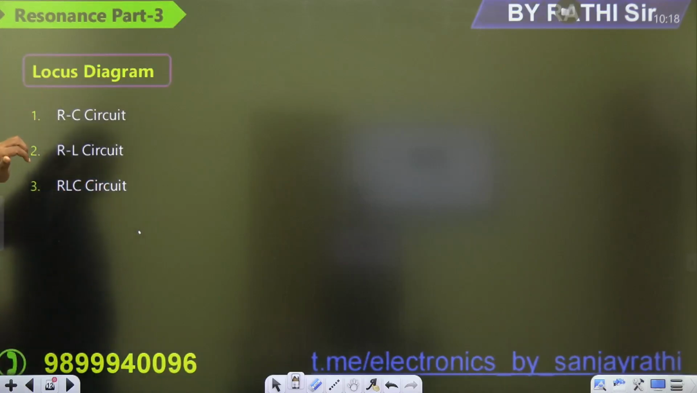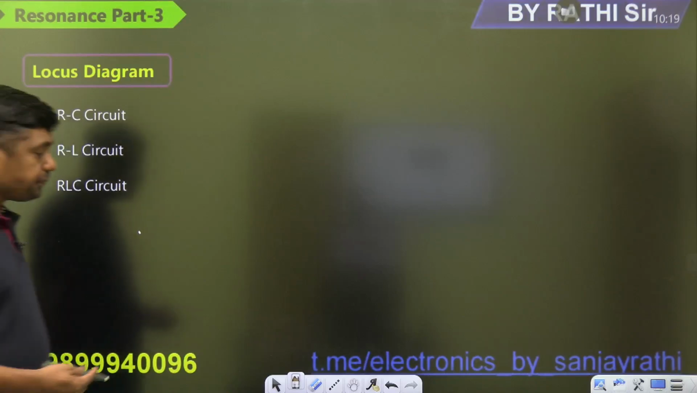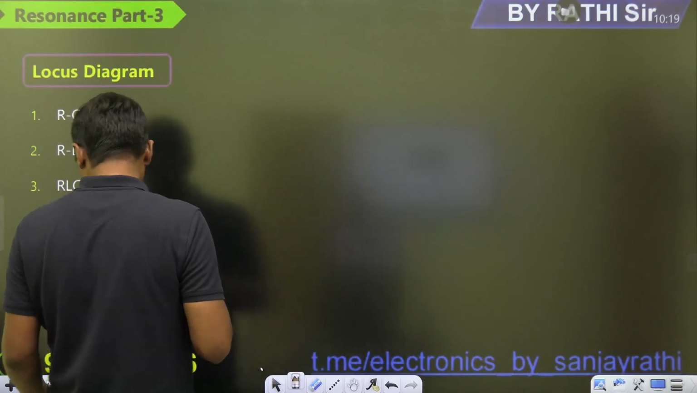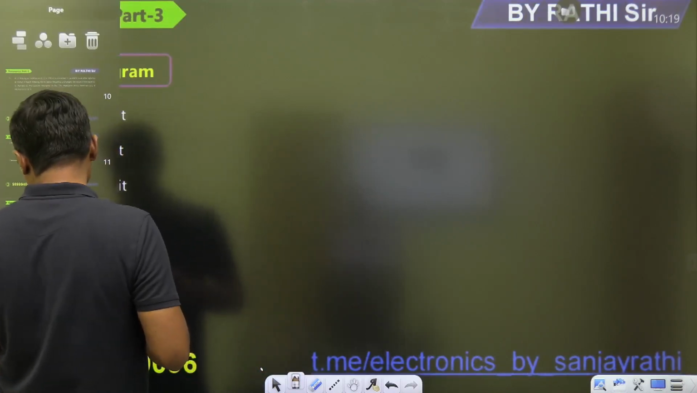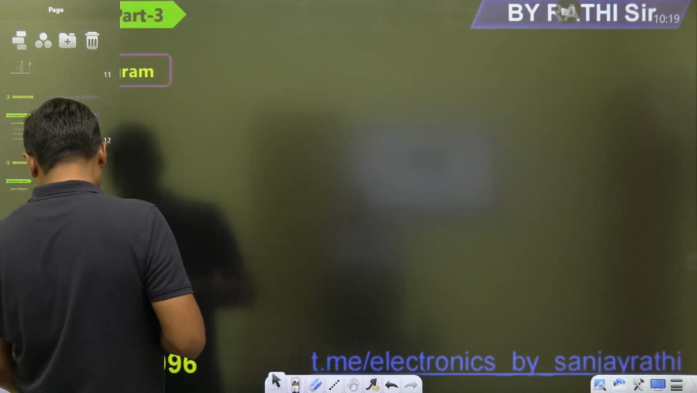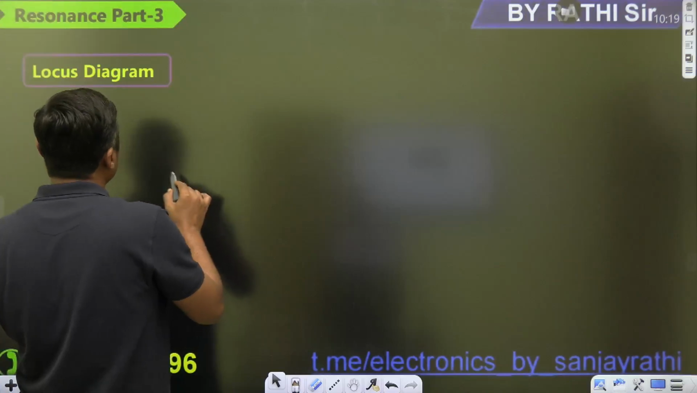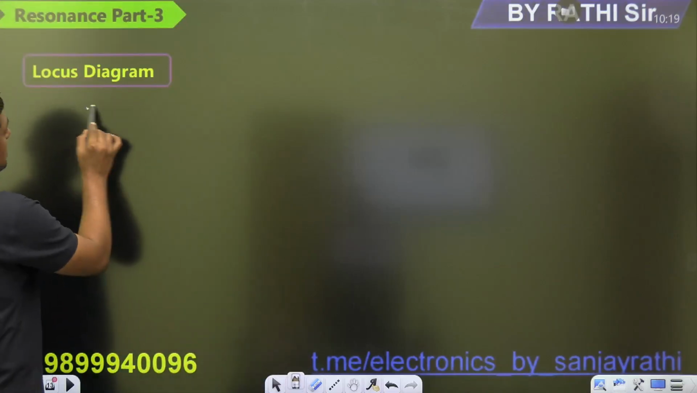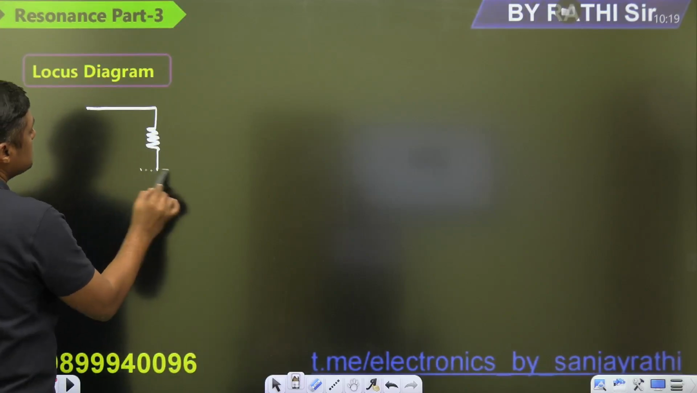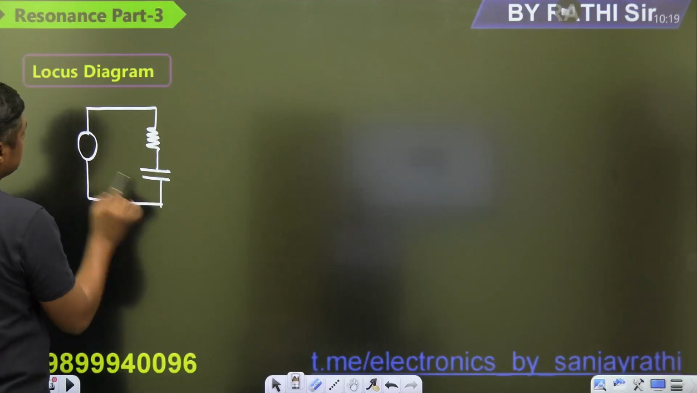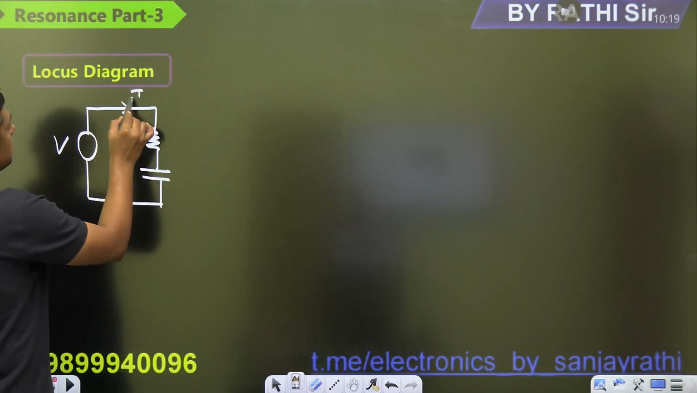For example, in case of RC circuit, in case of RL circuit, in case of RLC circuit, guys. Okay. Now automatically you will get the idea. For example, in case of RC circuit, how we can draw the locus diagram? What is the meaning of this? Let this is R, this is C, and we have applied a voltage V here, and there is a current I.